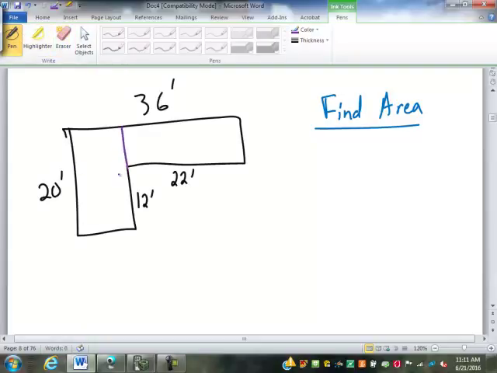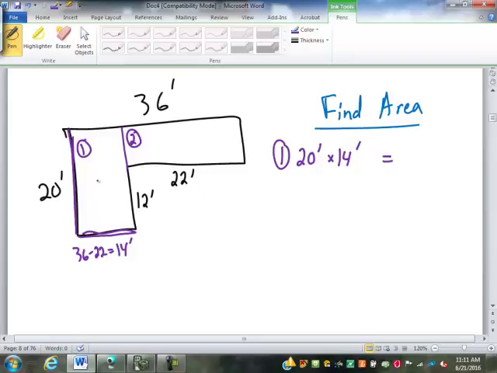I'm going to cut it this way. So what we have now is 2 rectangles, rectangle 1 and rectangle 2. What are the dimensions of rectangle 1? Well, this is 20 feet times, we need this dimension, we found it before, 36 minus 22 is 14 feet. So that area is 20 times 14, or 280 square feet.